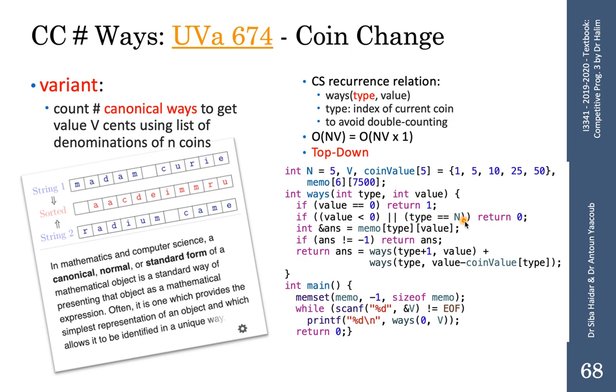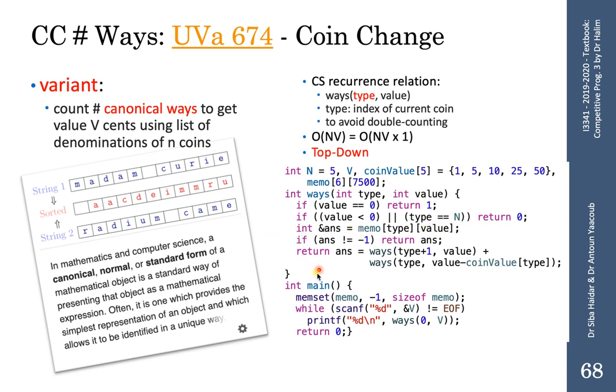If the type is n, since I'm going from type 0 till type n minus 1, if I reach the type n and the value is not negative, because look here, the value is not null, because the value null is in the case just before. So if I still have money to be represented and I tried to take all the possible coins and I didn't arrive, so this is not a solution. I return 0.